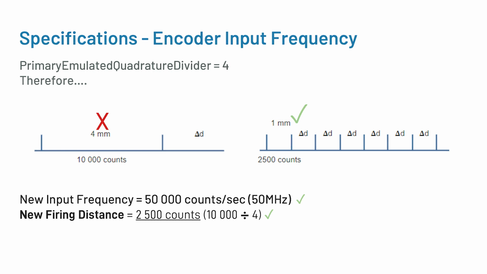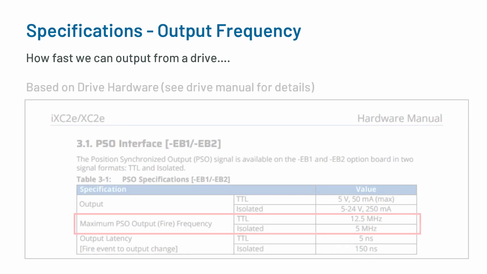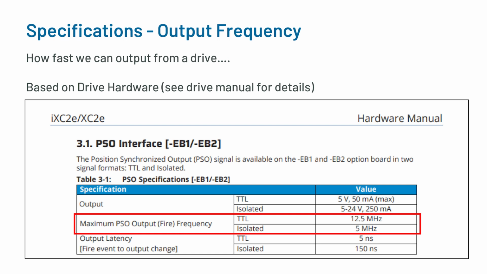Now what about the drive limitations? How fast can we actually output pulses from our drives? Well, this is going to depend on the drive itself. So for all that information, I'd highly recommend reviewing your drive's hardware manual. In the case of the Automation1 XC2E drive, for instance, this limitation is either 12.5 MHz or 5 MHz, depending on which physical drive output type is actually being used.